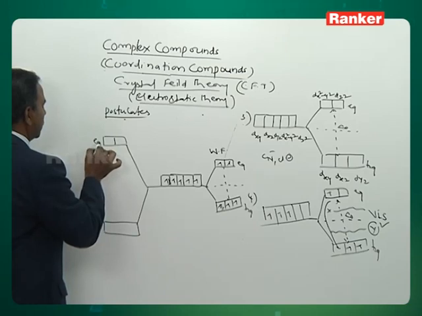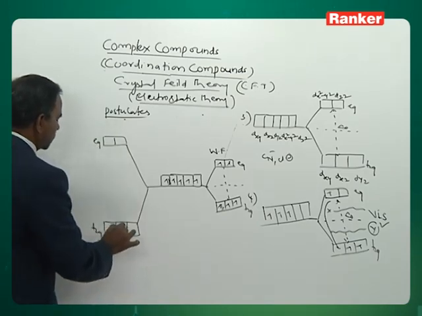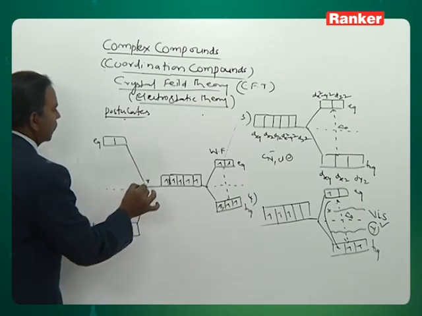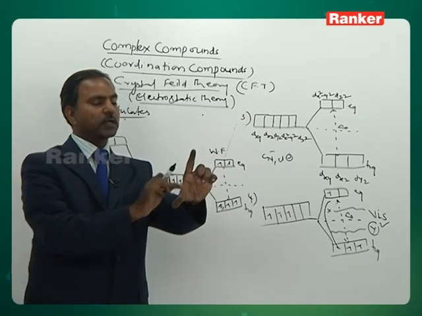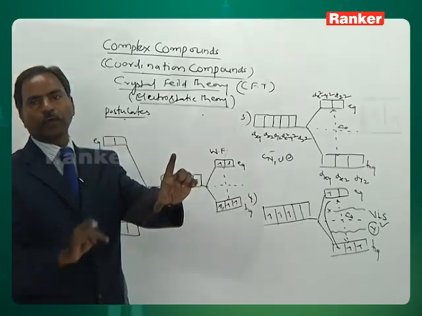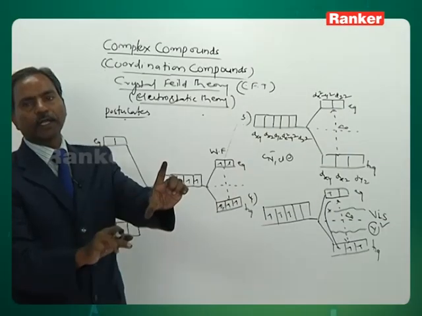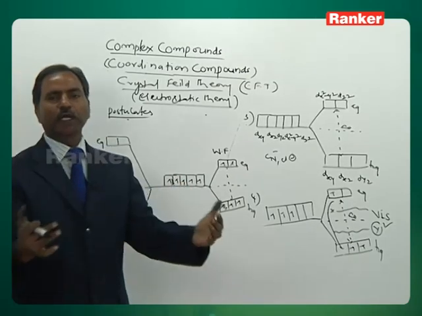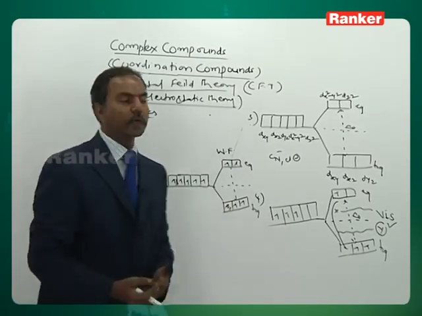You are clearly observing the eg and t2g orbitals. The energy difference here is much larger in comparison to the other case. Once the energy difference is more, the electrons cannot enter into the higher energy level. The electrons have to enter into the lower energy level. Once all the 6 electrons enter the lower energy level, the electrons get paired in the lower energy level, and the resulting complex is diamagnetic.